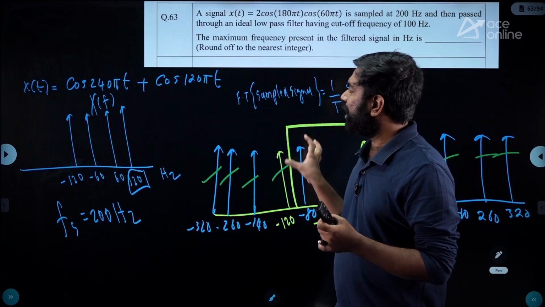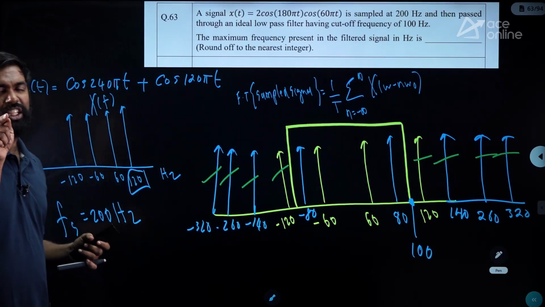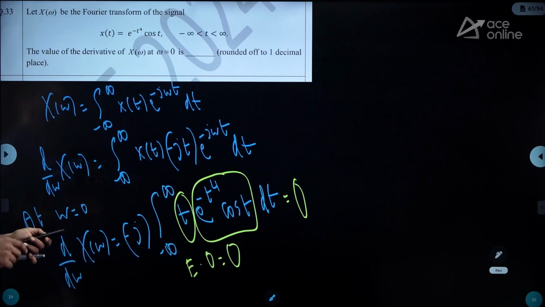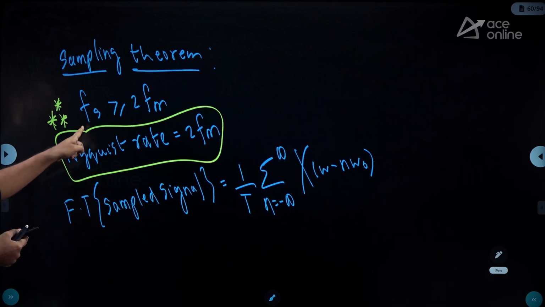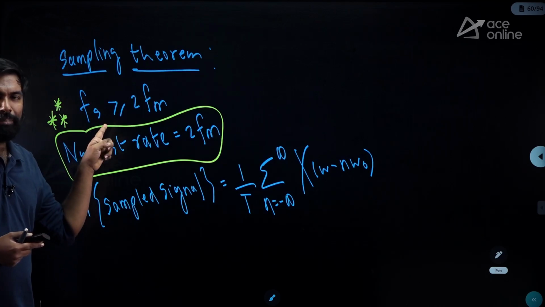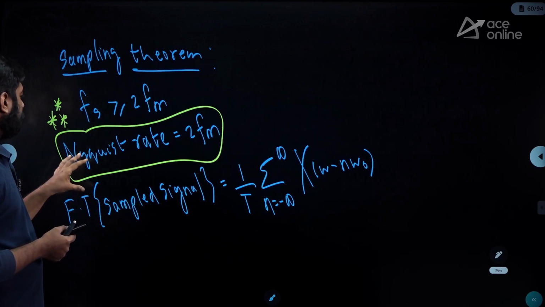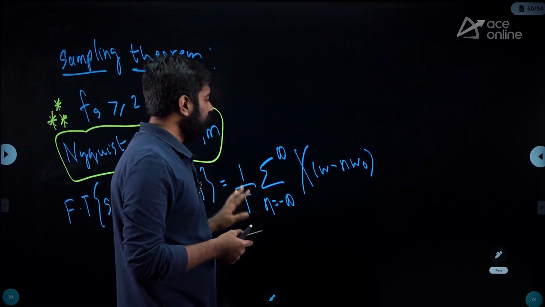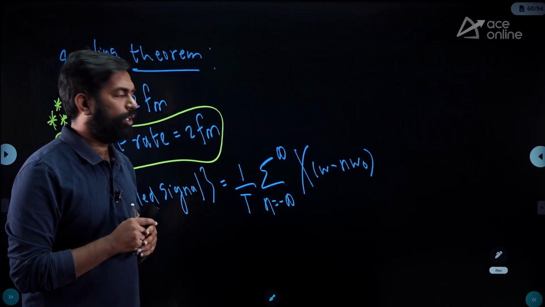So many concepts are covered in this particular problem. This is the most expected thing in your upcoming GATE examination. When I say sampling theorem, you must know what is the appropriate sampling rate. Your sampling rate must be at least 2 fm, and the minimum sampling frequency is called the Nyquist rate, which is 2 fm. And the Fourier transform of the sampled signal is important. These are the most important things from the Fourier transforms.